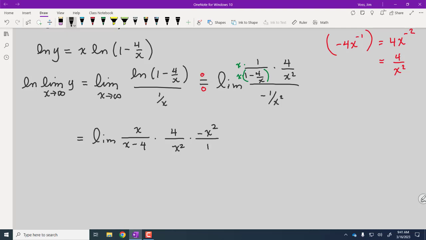And then we have a bunch of cancellation. Maybe not a bunch, but we have cancellation. So we will have limit of the x squareds cancel. So it looks like we end up with negative 4x divided by x minus 4. And then this limit is as x goes to infinity. And what is that limit?